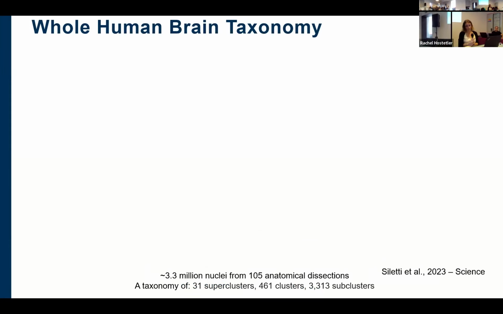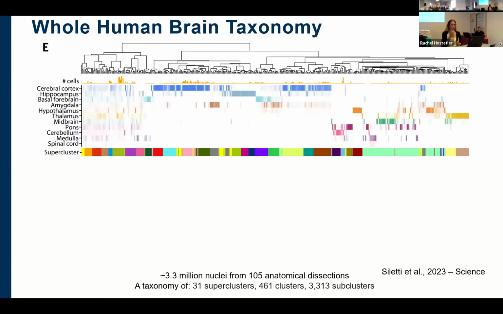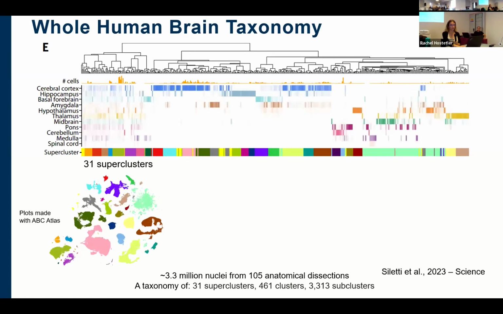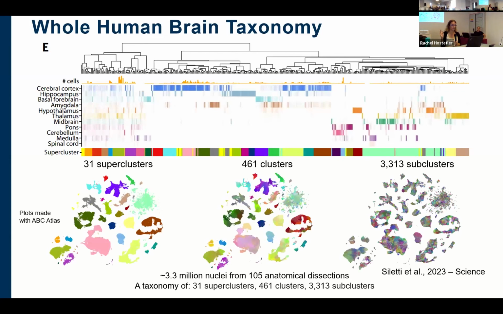So a completely different data set that I'm going to be talking about next is the whole human brain taxonomy that we have from Siletti et al., which features single nucleus data as profiled across 105 different anatomical dissections in the human brain. And there were 3 whole human brains that went into this data set and 1 primary motor cortex from the 4th brain. And from these 4 different brains, over 3 million nuclei were collected. And this was primarily work from Sten Linnarsson's lab.